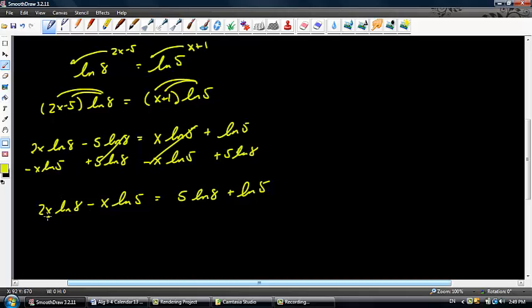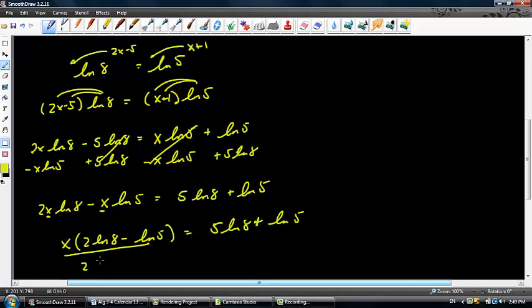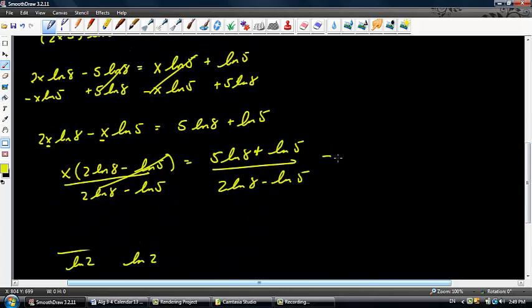From here, I've got an x in both terms. I'm going to factor that x out, so I end up with x times 2 ln 8 minus ln 5 equals 5 ln 8 plus ln 5. I'm going to divide by the big thing. And now I have x equals all of this stuff here.